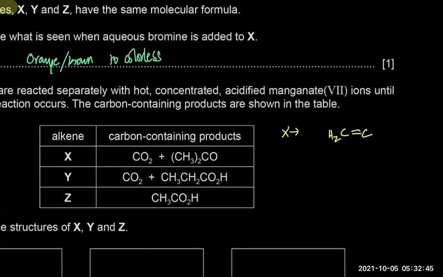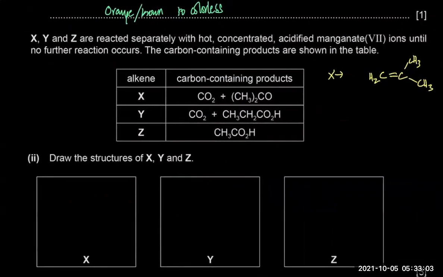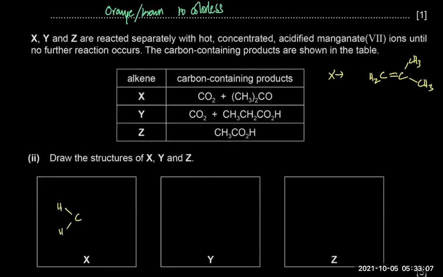And what about this one? A ketone is formed. So the C double bond O is where the double bond was, right? The CO is where this bond was. And it's bonded to 2 methyl groups, CH3. So the structure of X is CH2 double bonded to C with 2 CH3s. This is what forms the 3 carbon ketone and carbon dioxide.